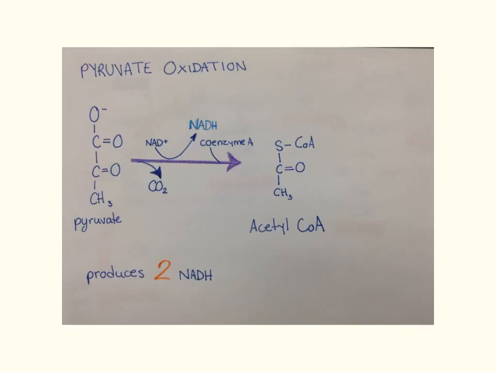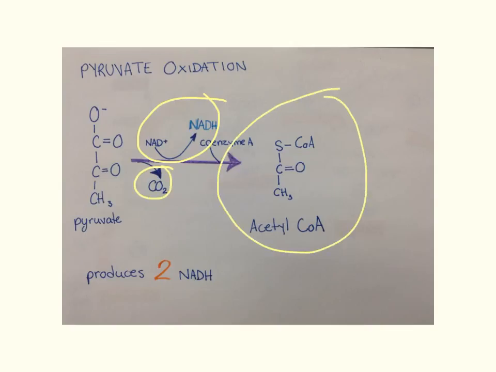Furthermore, the NAD+ is reduced to NADH, which is shown right here. The remaining carboxyl group is removed as waste, which is the CO2. This produces an acetyl-CoA. The acetyl-CoA will enter the Krebs cycle to continue aerobic respiration once energy is required. In total, this section had produced 2 NADH.